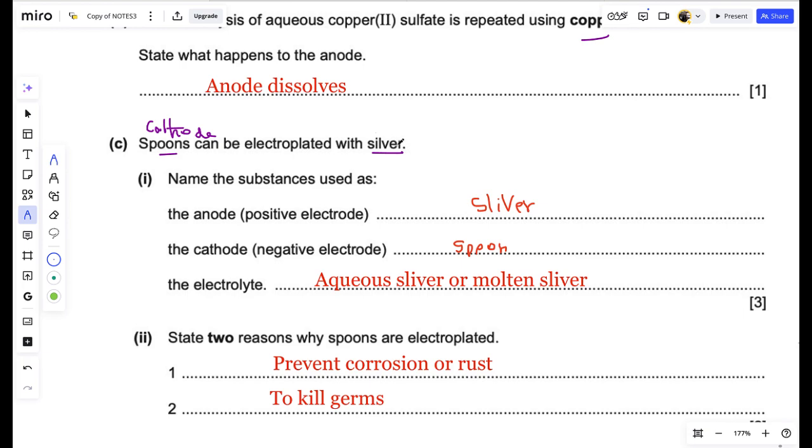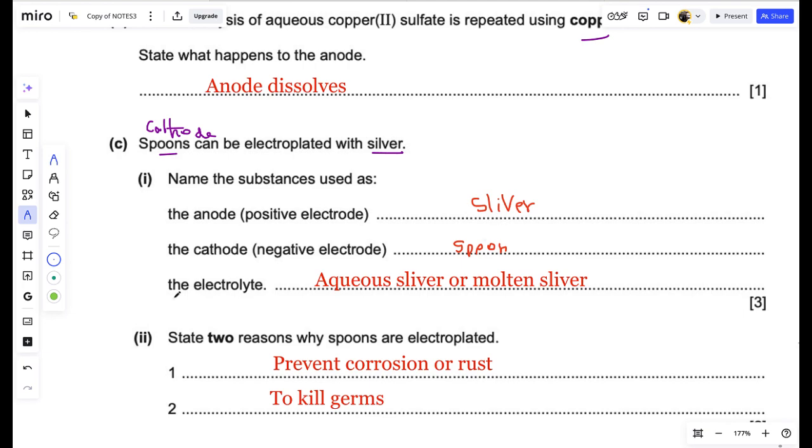So the silver in the anode will dissolve, go into the electrolyte and be added to the cathode. So it will cover the spoon up. It will electroplate it by covering it up. That's the meaning of electroplating. Then the cathode, the negative one, should be the spoon. So once you do this, you get your 3 marks.